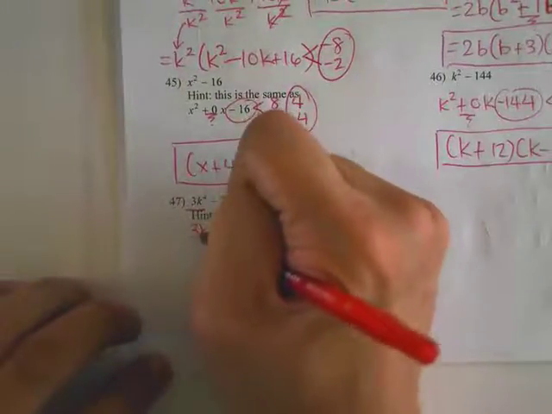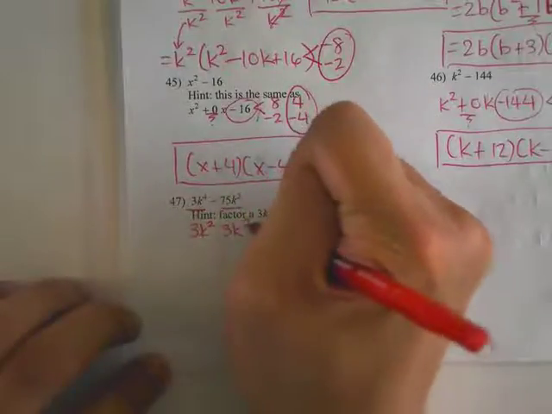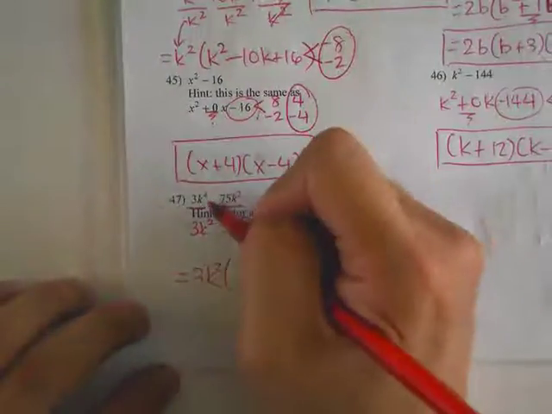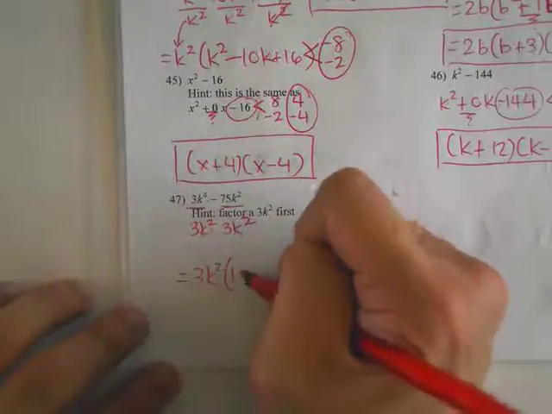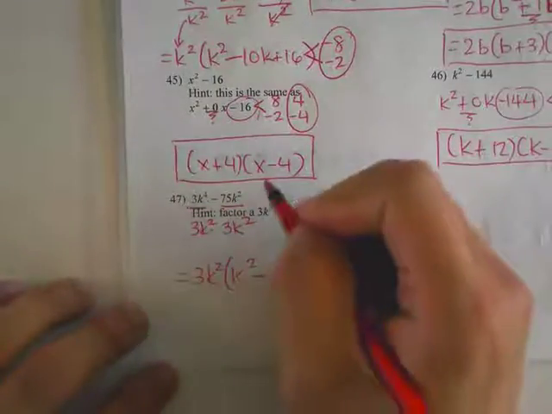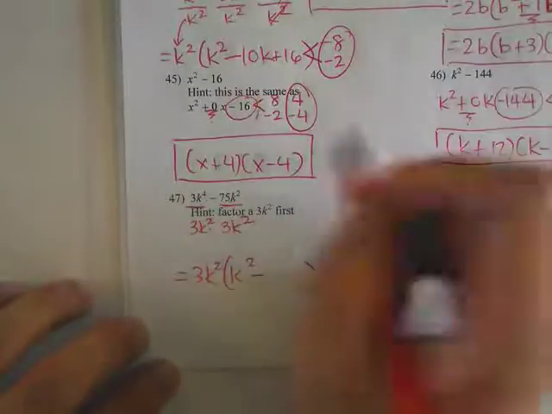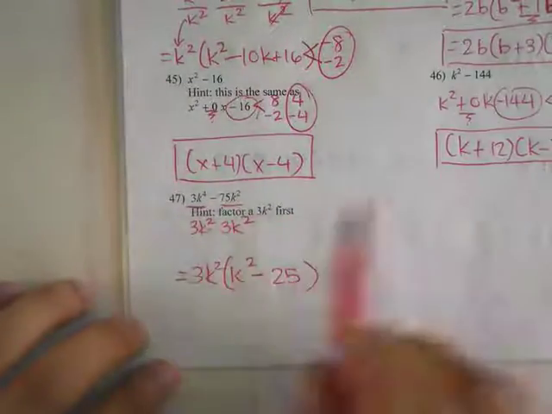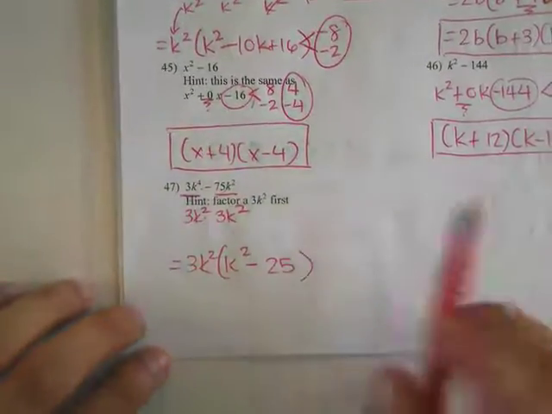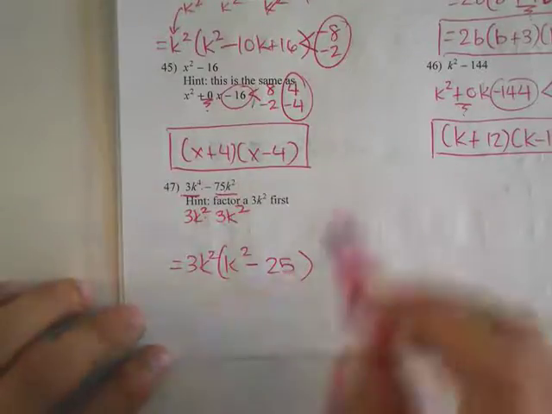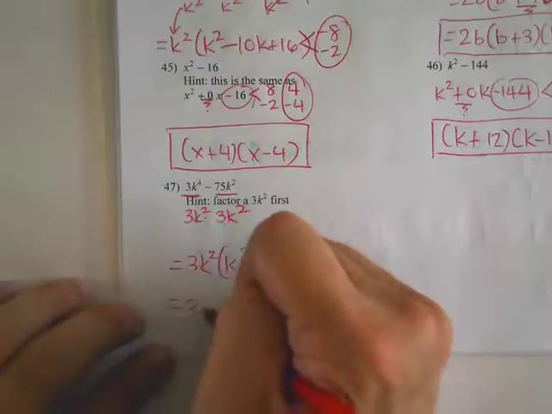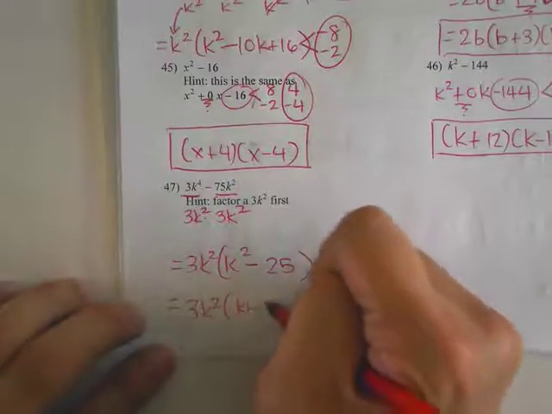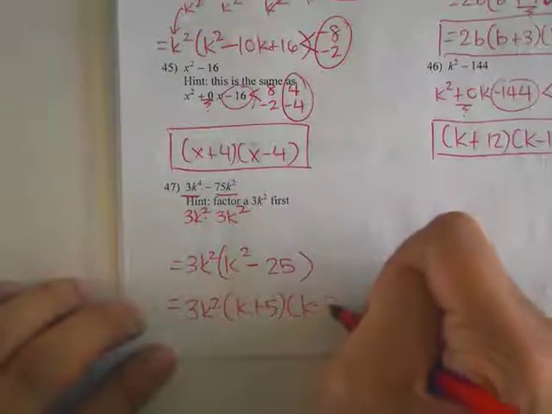So let's factor out a 3k squared first. You have 4 k's, you're going to take out 2, so you have 2 left over. And then I already said that 75 divided by 3 is 25, and then there are no more k's left. What two numbers multiply to negative 25 but add up to 0? I hope you said positive 5, and I hope you said negative 5.